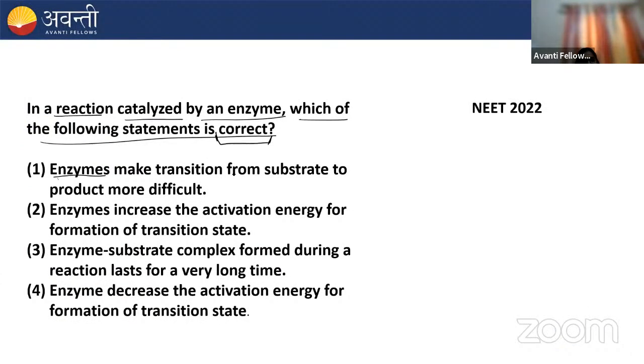Okay, so does the enzyme make the transition from substrate to product more difficult? No, it makes it easy. Enzyme makes the transition from substrate to product easy, not difficult. Does enzyme increase the activation energy for formation of the transition state? No, it decreases the activation energy. I told you the enzyme increases the rate of reaction by decreasing or lowering the activation energy of the reaction. So enzyme decreases the activation energy for formation of the transition state. Third, the enzyme-substrate complex formed during a reaction lasts for a very long time. No, it lasts for a very short time.